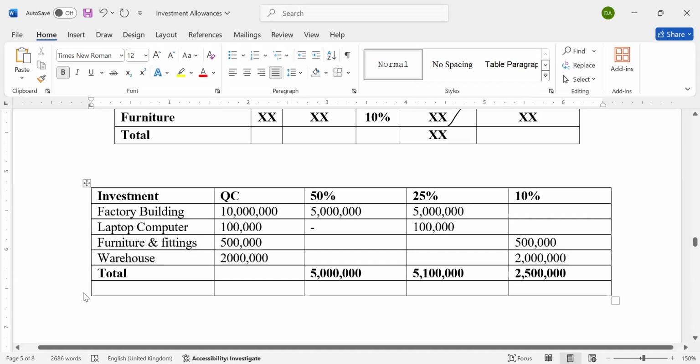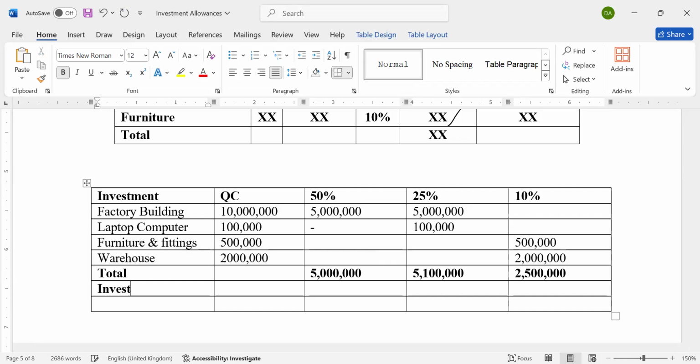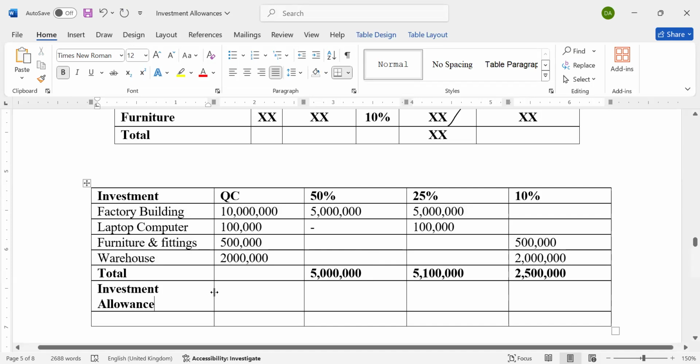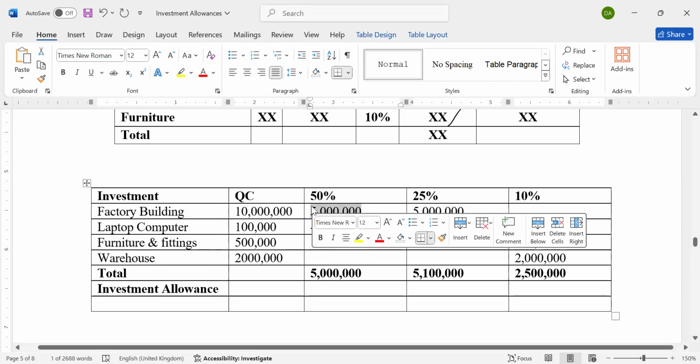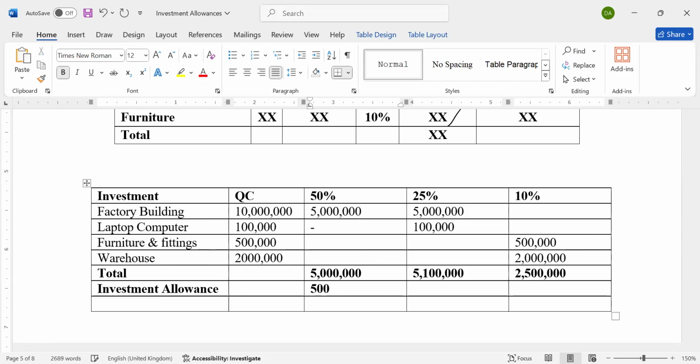Then, after getting the total, we want to determine investment allowance. Investment allowance there is going to be determined as follows. In this case, the 50% which was put here is already investment allowance. So the investment allowance for column one is going to be 5 million because that 50% was already investment allowance as it is.